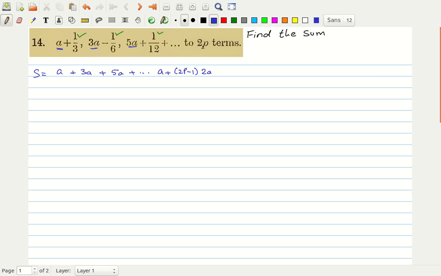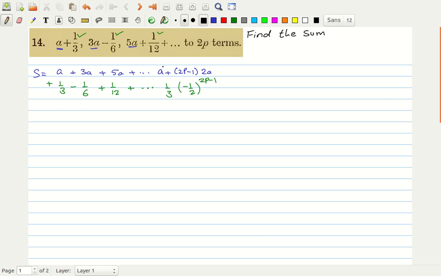Now, the second part of the sum would be 1 by 3 minus 1 by 6 plus 1 by 12 and so on. This is also up to 2p terms. The 2pth term would be 1 by 3 times minus half to the power 2p minus 1, right? A r to the power n minus 1. Now, you can directly apply this formula.